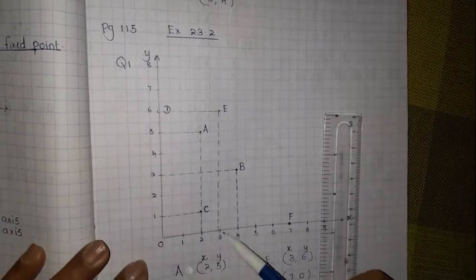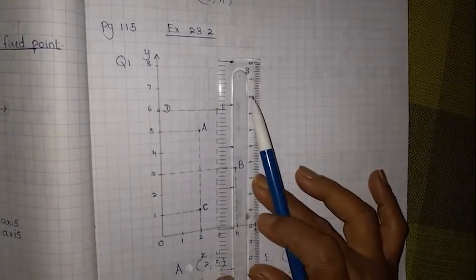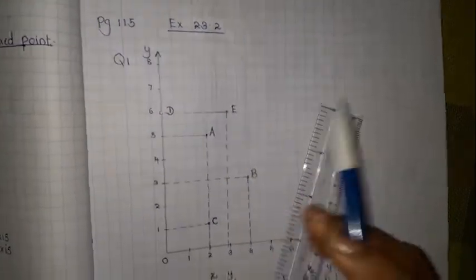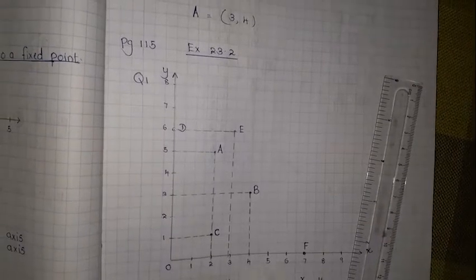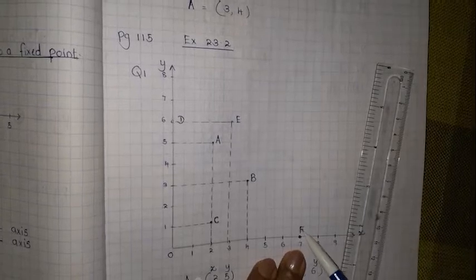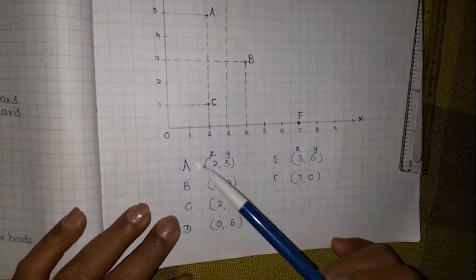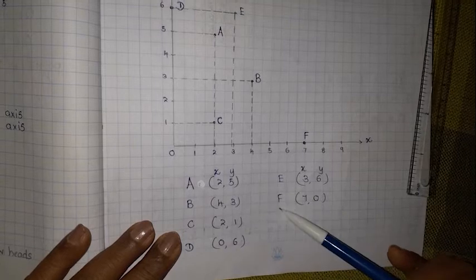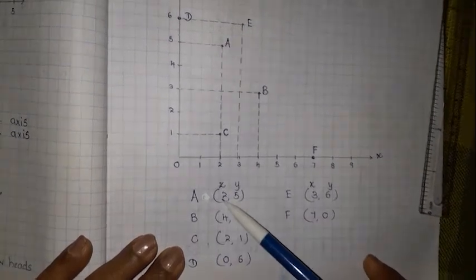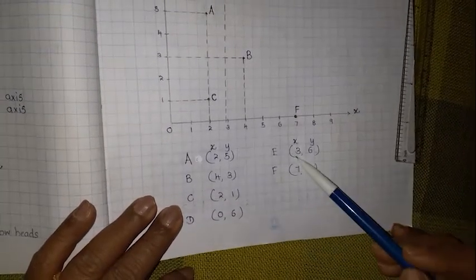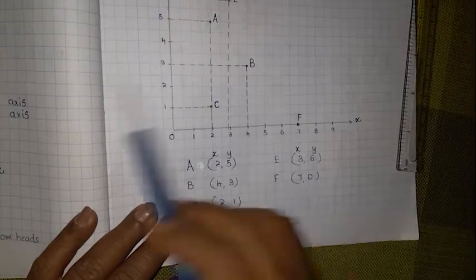E 3, 6. 3 and here will be 6. E. F 7, 0. Here x-axis 7, then the y-axis 0. Then I have marked F. Right. Again, now I have written like this: A, B, C, D, E and F. Here X and Y. First X, then Y. X, Y. Then it's easy to identify.